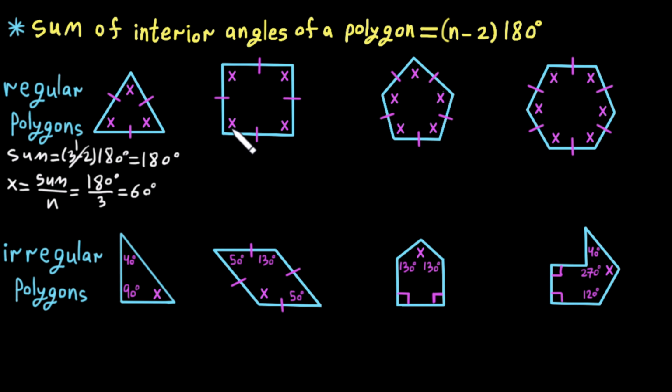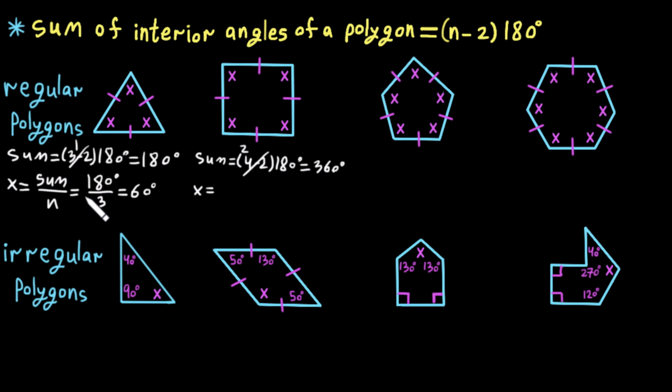Now, how can we compute this x? Exactly the same way as we did here. So we have to write the sum, and here we have four angles or four sides. So we have to substitute here 4. So it will be 4 minus 2 multiplied by 180 degrees. Here 4 minus 2 equals 2. 2 multiplied by 180 degrees will be 360 degrees.